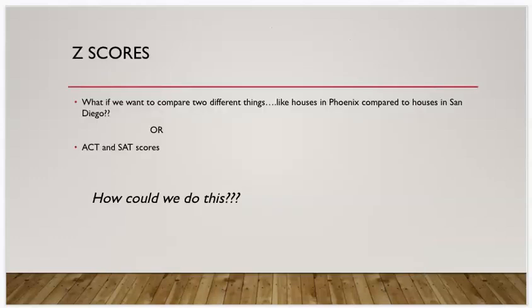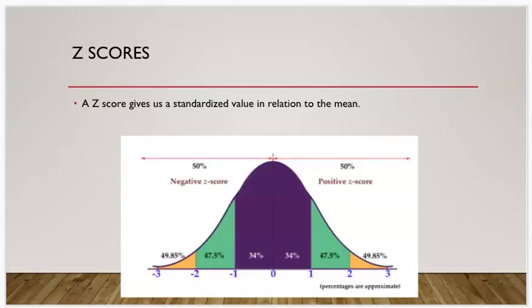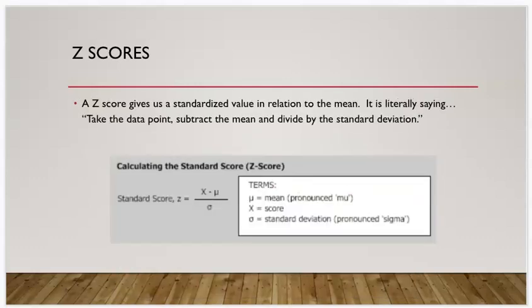Let's talk briefly about Z-scores. If we want to compare two different things, like houses in Phoenix compared to houses in San Diego, or if we want to compare ACT and SAT scores, how can we do this? Well, we use something called a Z-score. A Z-score gives us a standardized value in relation to the mean. It literally says take the data point, subtract the mean, and divide it by the standard deviation.